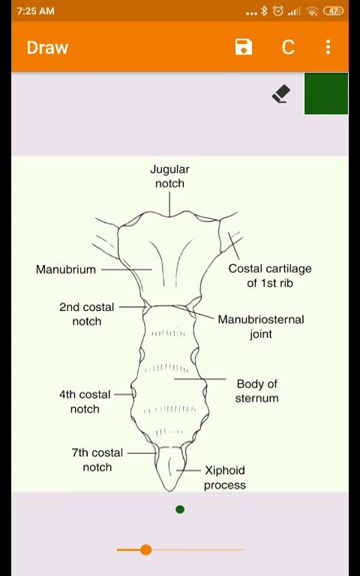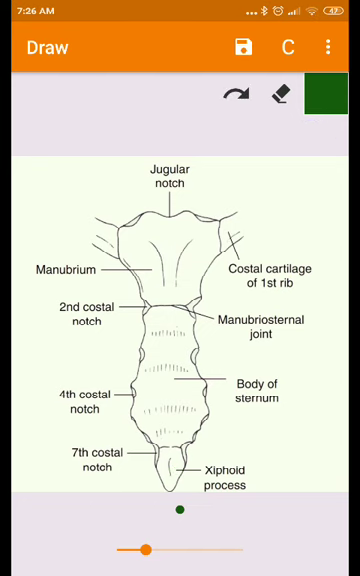In this we can see the articulations of the sternum. So now we'll see again the parts of the sternum here. The sternum is a flat bone forming the anterior median part of the thorax, and it consists of an upper part, a middle part and a lower part. The upper part is called the manubrium sterni, the middle part is called the body of the sternum, and the lower part is called the xiphoid process.